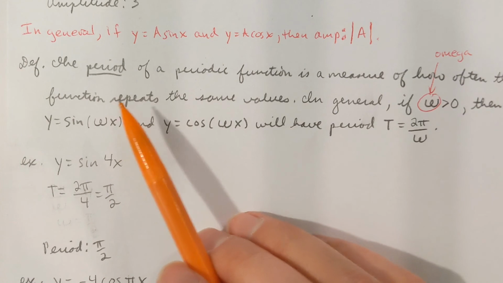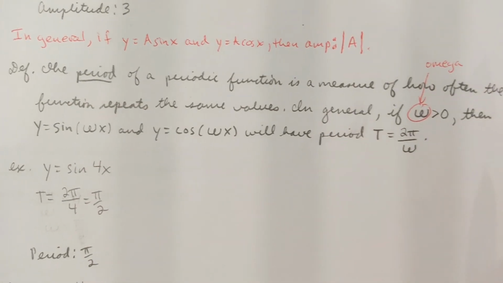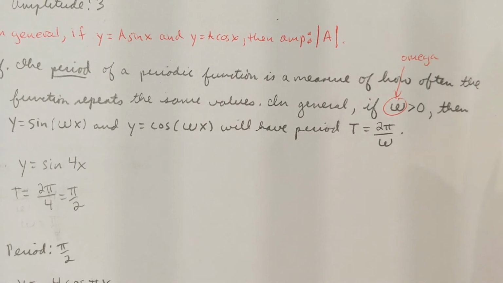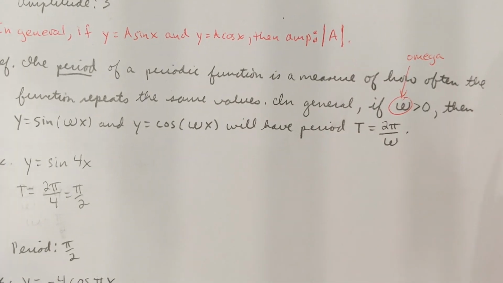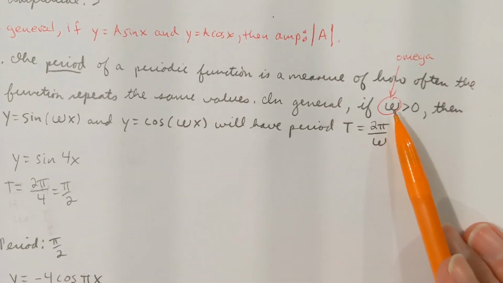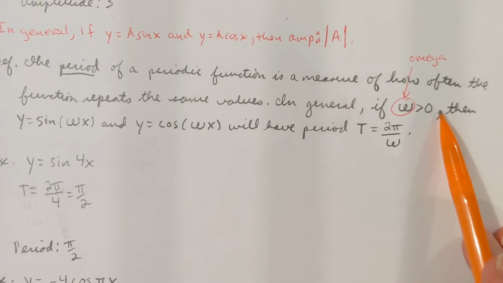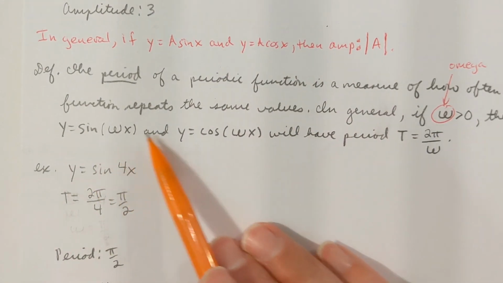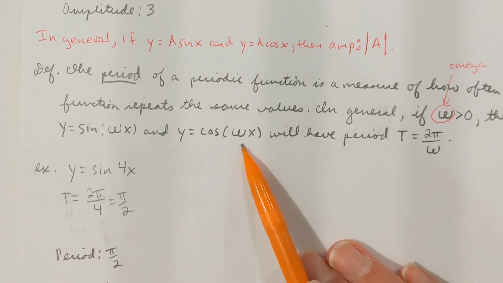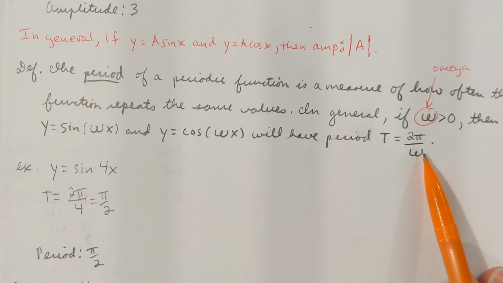Another definition, the period of a periodic function is a measure of how often the function repeats the same values. We've already talked about the fact that all 6 trig functions are periodic. In general, if omega, that's a Greek letter there, is some positive number, then y equals sine of omega times x and y equals cosine of omega times x will have a period of T equals 2 pi divided by omega.